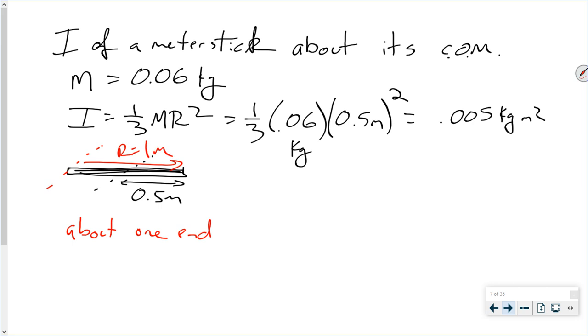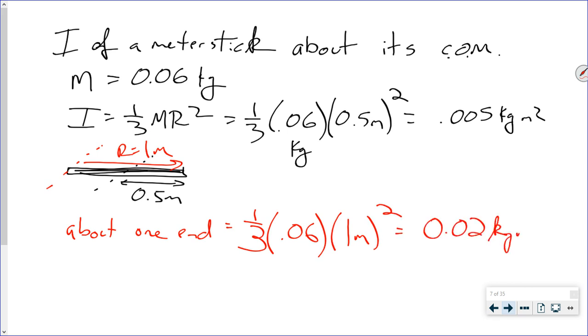All right, if I want to find the rotational inertia about one end, then it's 1/3 times the mass times the radius squared, and that gives you 0.02 kilogram meters squared. Notice a larger rotational inertia because now you've got more mass farther away, right? And in R squared here, you've got more mass that's farther out.